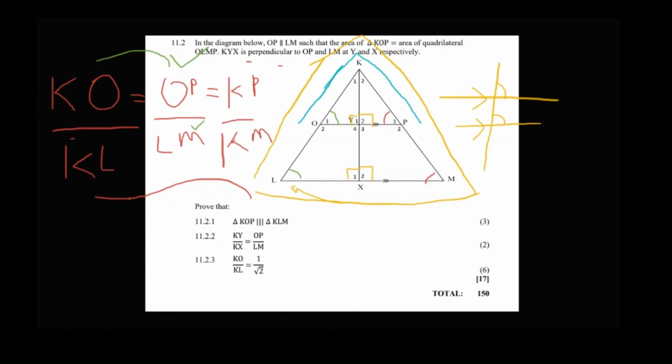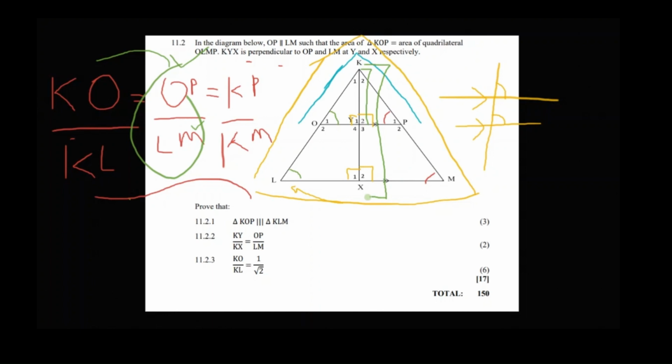Okay, but which other, because remember guys, you have to group it. You can't just pick OP over LM. No, you have to pick OP over LM with either KO over KL or with KP over KM. And in this case, it really depends, guys. Remember, we're trying to connect OP over LM to KY. So let's just look at where KY is. KY over, so let me just say KY over KX.